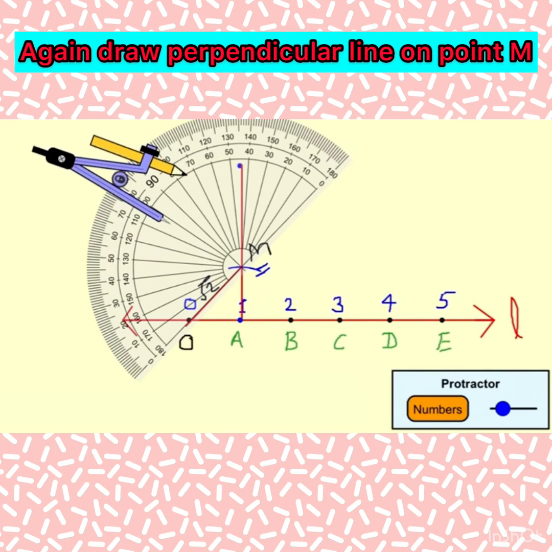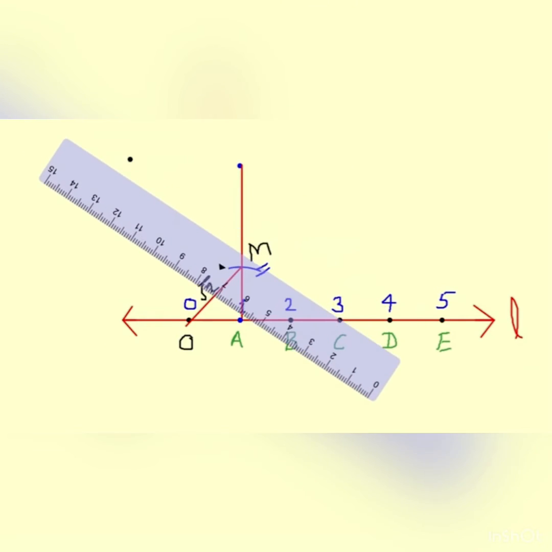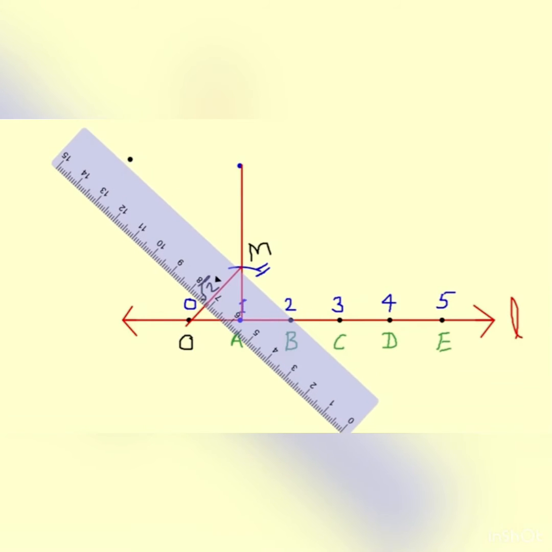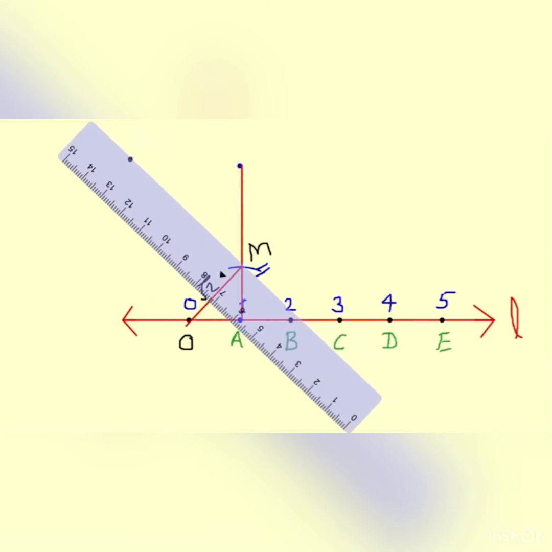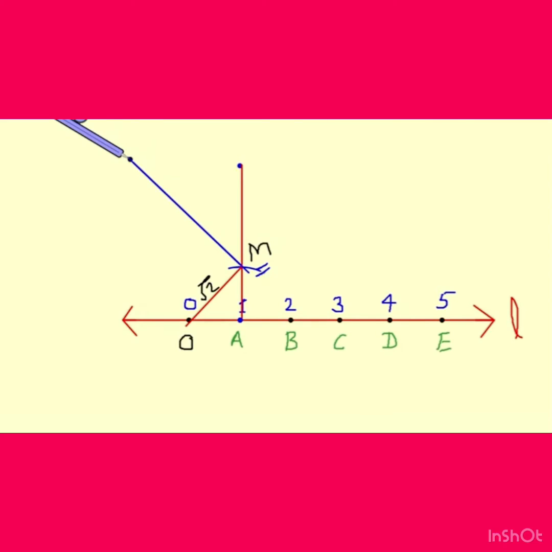So let us, this is the point you will get here on just 90 degree. And now take the scale and join this point to again of this point, that is just like that. You can see that we will join this point. Okay, and this is again perpendicular to OM.